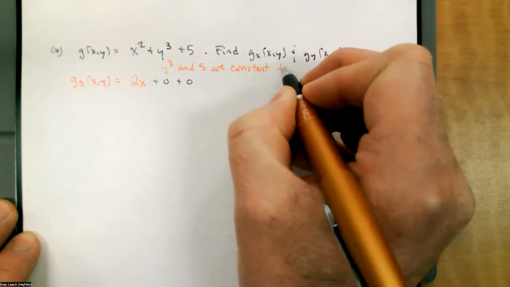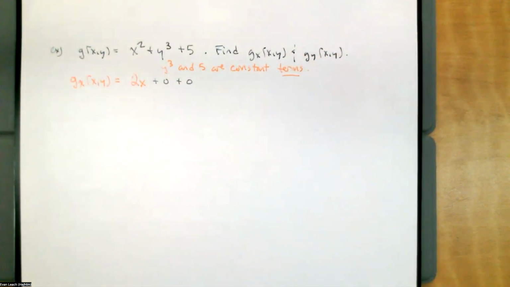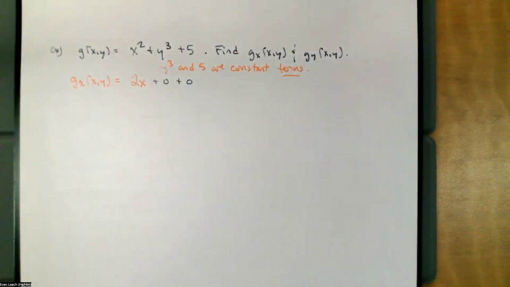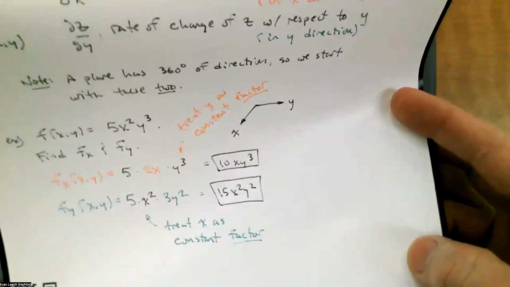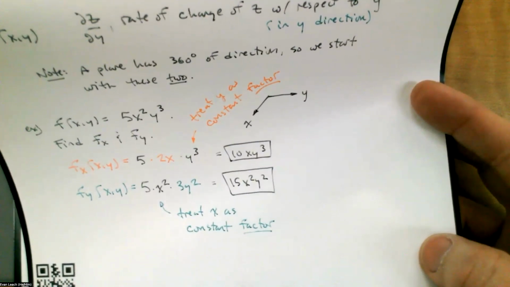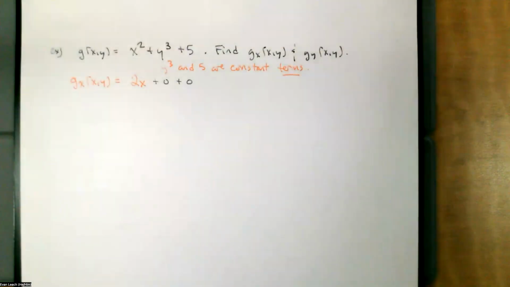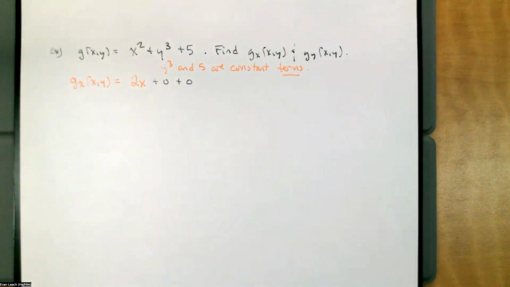Why are those constant terms, a 0, and in the previous equation they weren't constant terms? In the previous function, the y cubed and the 5 were not constant terms. They were constant factors included by multiplication. It's 5 times x squared times y cubed. So those are constant factors, and here they're constant terms. It's the difference between the derivative of 5x squared and 5 plus x squared.